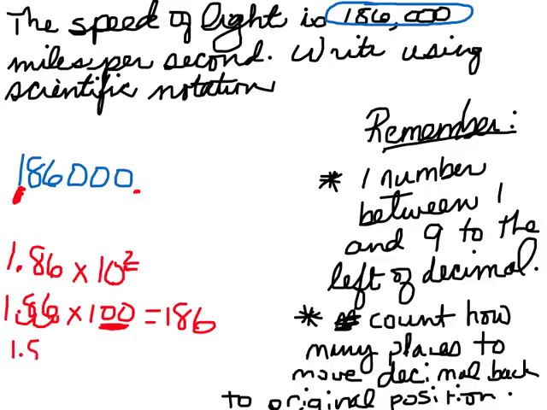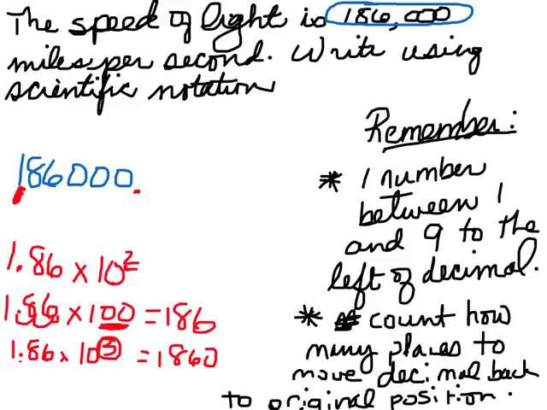So what if I had 1.86 times 10 to the third? That'd be like saying 1.86 times 1,000. What would that do? Yeah, it would be 1,860. When you multiply by a power of 10, the exponent tells you how many places to the right to move your decimal place if it's a positive exponent. And we have a positive exponent here.